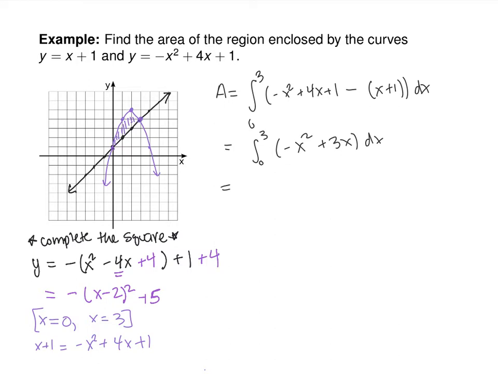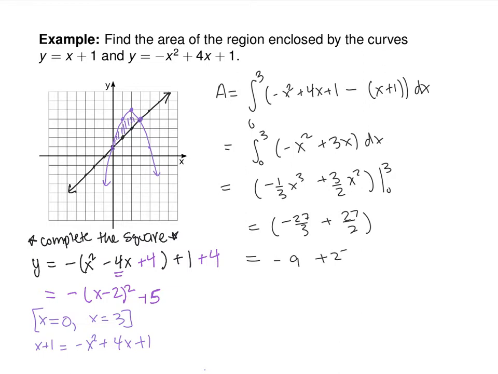That antidifferentiates to negative 1/3 x cubed plus 3/2 x squared, evaluated from 0 to 3, or minus 27/3 plus 27/2. That's the same thing as negative 9 plus 27/2, or negative 18/2 plus 27/2, which is 9/2.